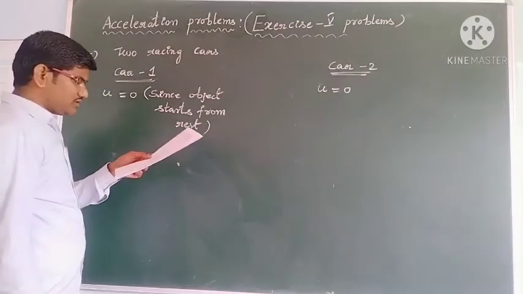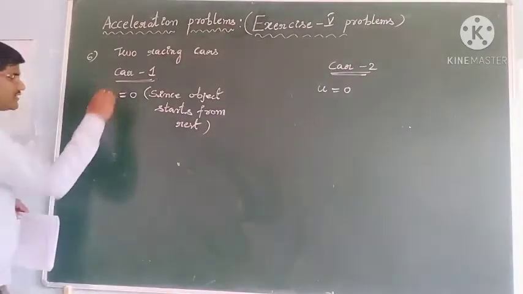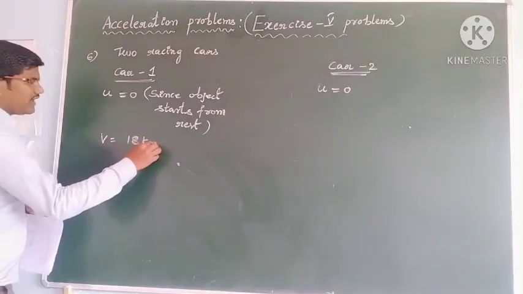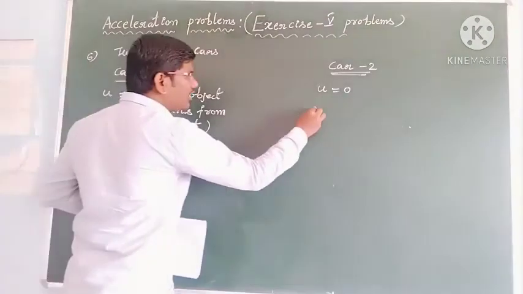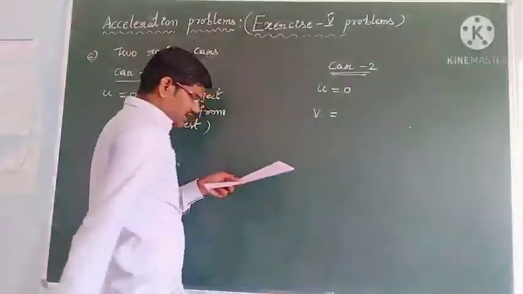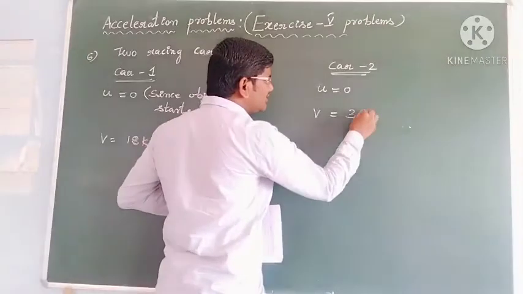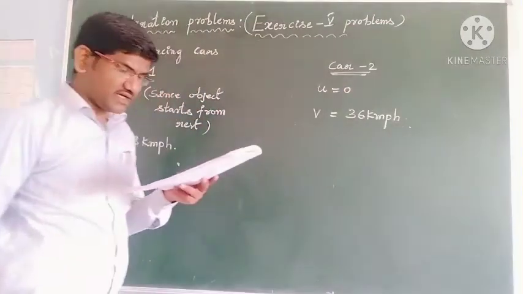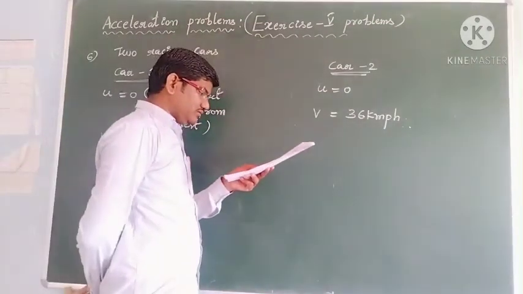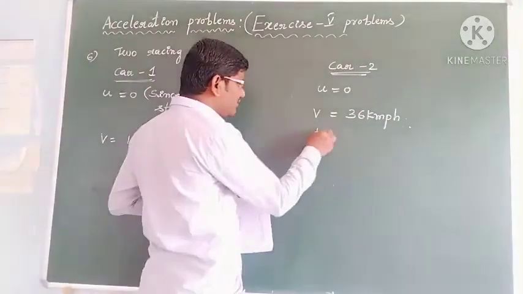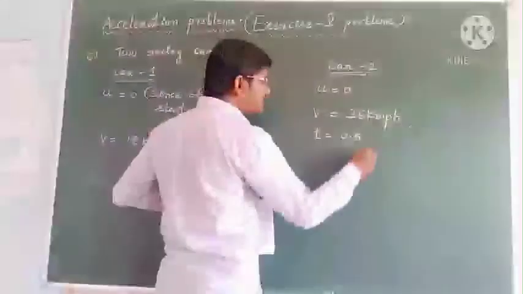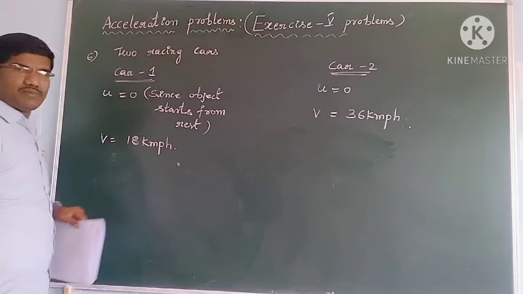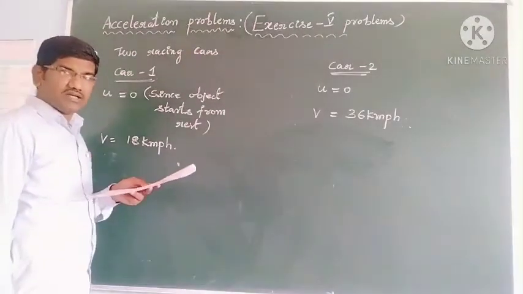Now the first car acquires a velocity v is equal to 18 kmph, and the second car can acquire a velocity of 36 kmph in 0.5 seconds. Find their accelerations. Here the time is 0.5 seconds. The same time is given for both, and accelerations in SI units are asked.